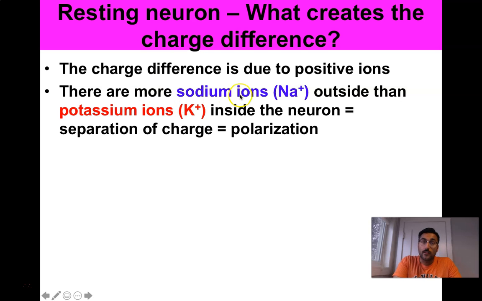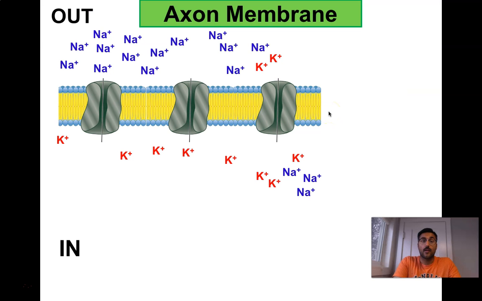There are more sodium ions outside the neuron at rest than potassium ions inside the neuron at rest. Okay. So let me just show you with a picture. It's a little bit easier here. So notice how there's far more sodium outside the neuron than inside the neuron. And here's our neuronal membrane. And notice that there's a lot of channels and gates here.